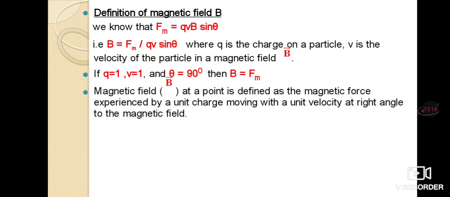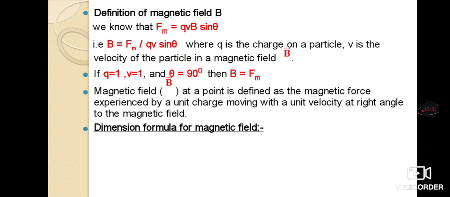Then the magnetic field B at a point is defined as the magnetic force that will be experienced by a unit charge which is moving with a unit velocity at right angles to the magnetic field. Whenever we define such concepts, everything has to be equated to 1 or unity. So the magnetic field at a point is defined as the magnetic force experienced by a unit charge moving with a unit velocity at right angles to the magnetic field.